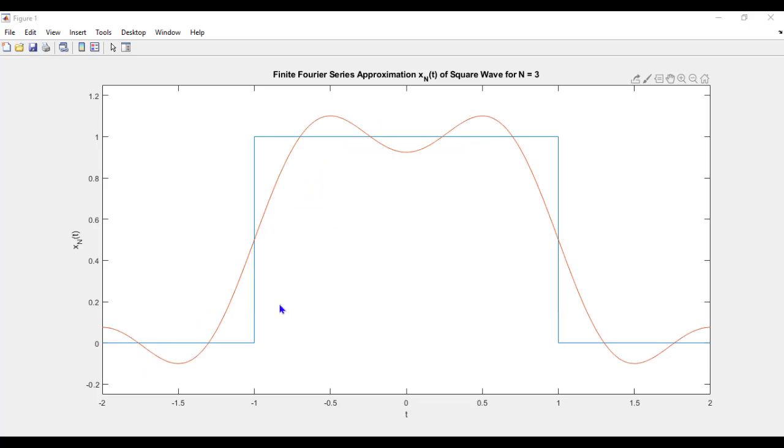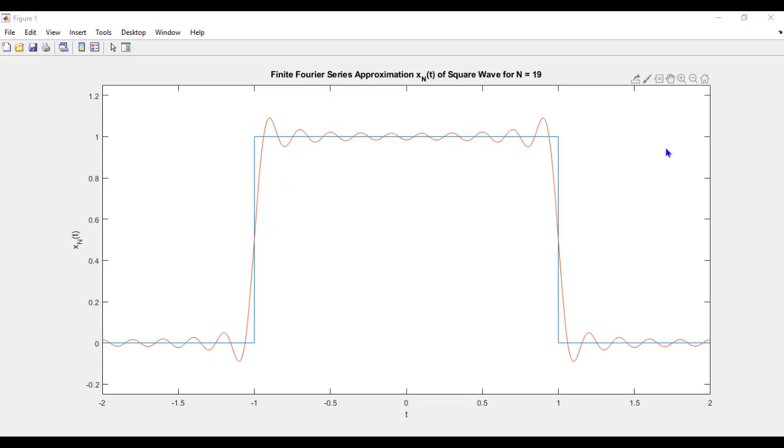N equals 3, same thing, x_N of t equals 1/2 when the square wave goes from 0 to 1 and then back from 1 to 0. And even if I run, say, N equals 19, you can still see that the truncated Fourier series approximation x_N of t converges to the average of the values on either side of the discontinuity, which in this case is 1/2 at the discontinuities.